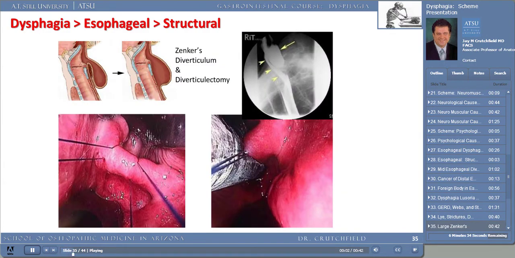Here it is again, a Zenker's diverticulum, and if you remember, the size of the diverticulum will determine whether the patient has oropharyngeal or esophageal dysphagia.